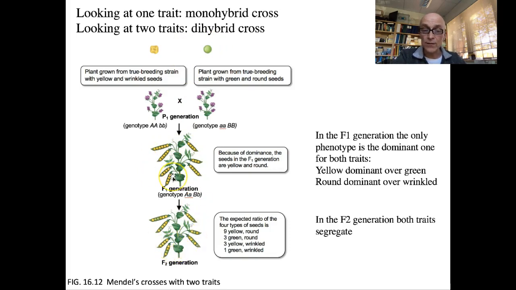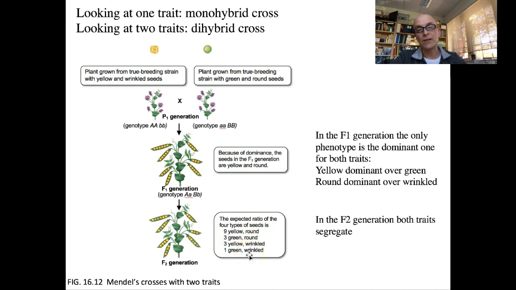So it must be that the shape, roundness, is dominant over being wrinkled. And then he went to the next generation, and he found that in the next generation, segregation occurred, just like he found for the monohybrid cross, looking at only one trait. And if you look carefully here, you see that there are some wrinkled ones and some round ones and some green and some yellow ones. I'll blow this up in a second and you can see it better. So the expected ratio of these four types of seeds was 9 yellow and round, 3 green and round, 3 yellow and wrinkled, and 1 green and wrinkled.